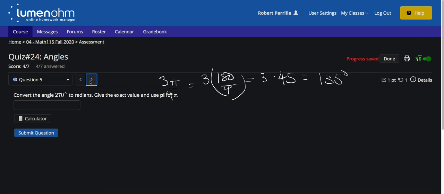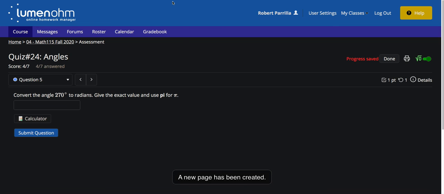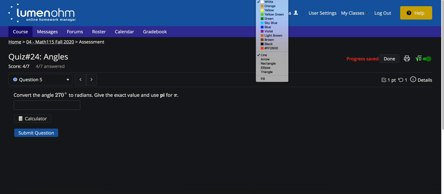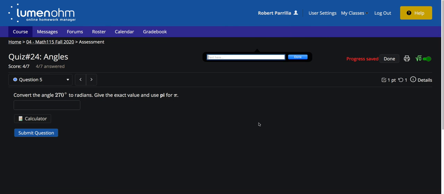Question number 5. Again, 270 degrees. Okay, again, an easy one. We've done this before. 270 over pi. You know what? Let's try something different this time because we know what we're doing at this point. And I think if you know that you know what you're doing, it becomes less intimidating to you. We know what that looks like.